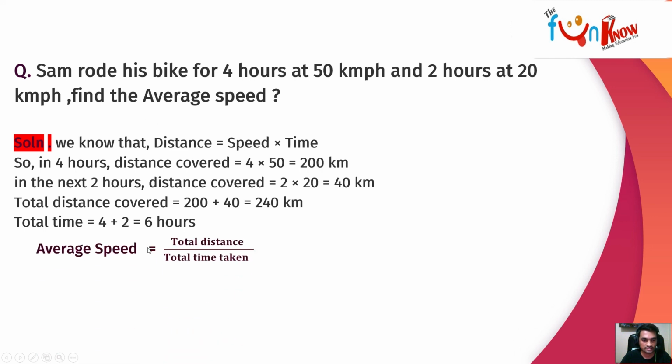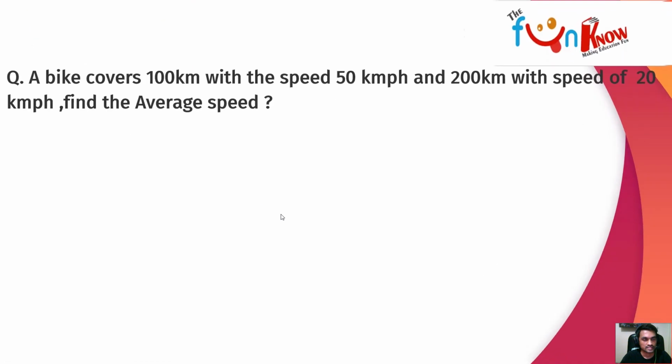So average speed is equal to total distance over total time taken. So the average speed is equal to the total distance, 240 kilometers, divided by 6 hours. So it gives you 40 kilometers per hour, because when you divide 240 by 6, you get 40. So 40 kilometers per hour. Let's take another example.